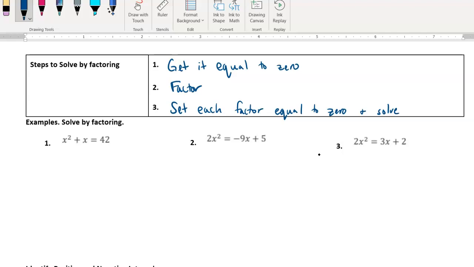All right, so let's start with this first one. So this first one, the first step, get it equal to 0. So we see it's not equal to 0, so I'm going to subtract 42 from both sides. Now it's equal to 0.